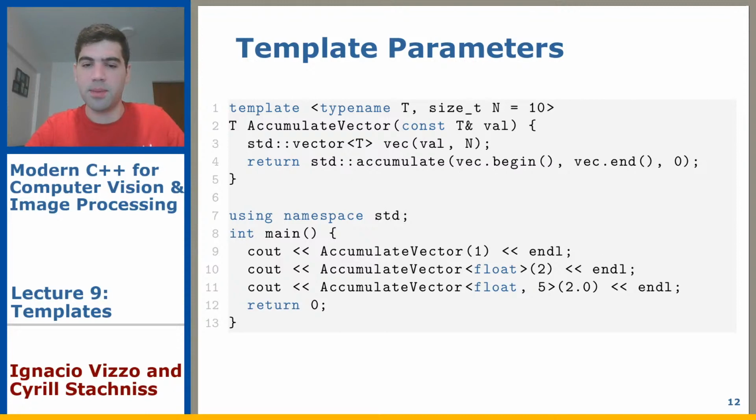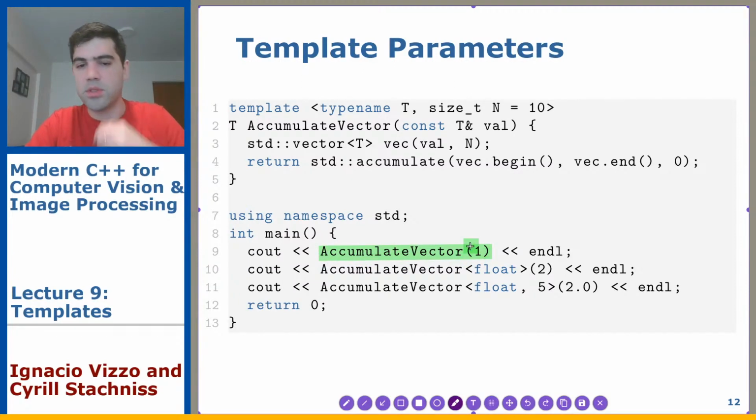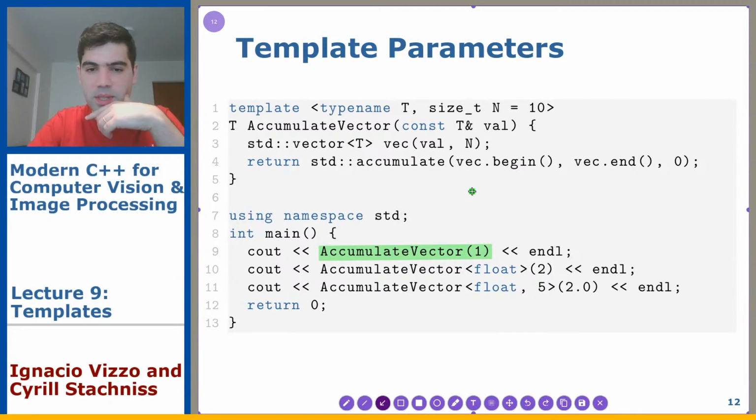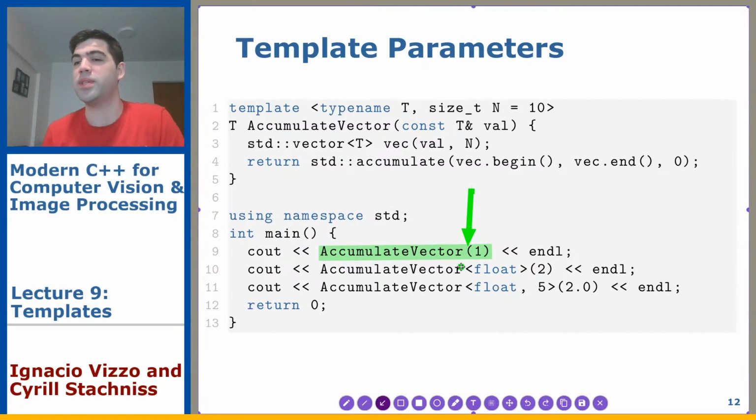And here is an example. Again, you should try this at your own place. It's better if you do it with Compiler Explorer also, so you know what's going on behind the scenes. So we have this accumulate vector. Whenever we call this, we are not passing any template arguments here. If nothing is between the angle brackets, then no template arguments are being passed to the template function.